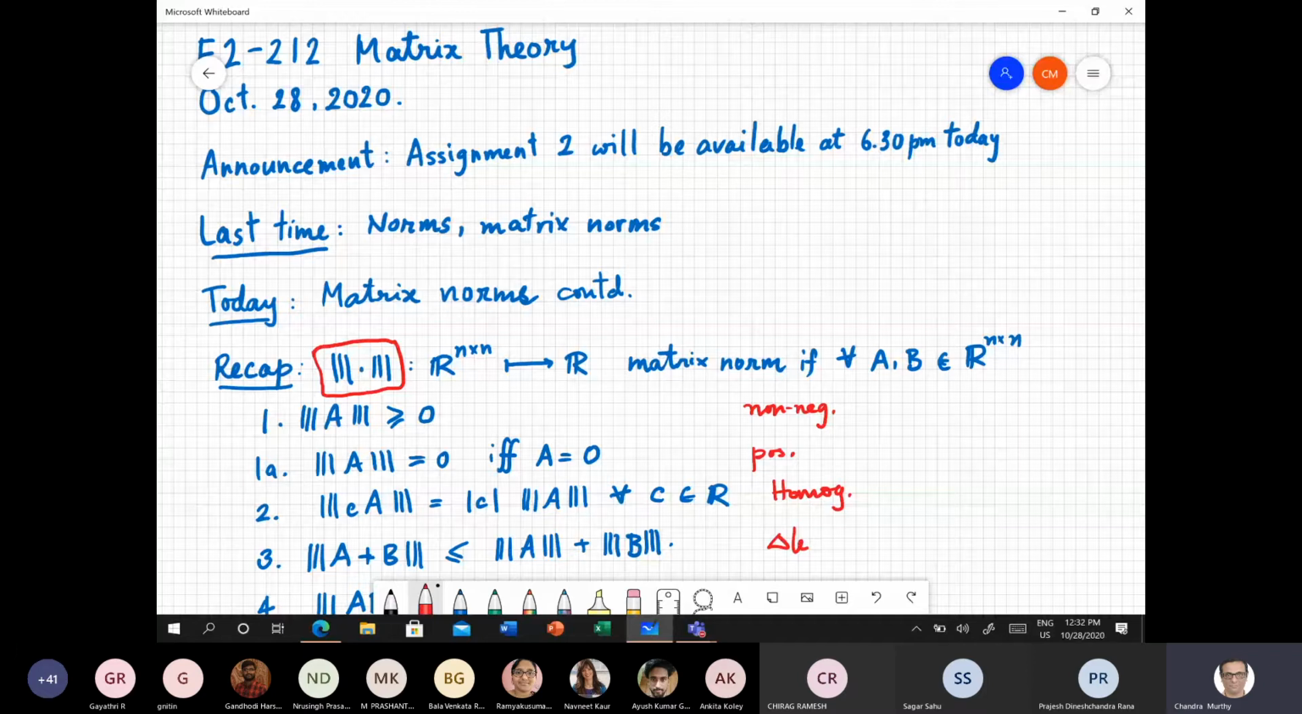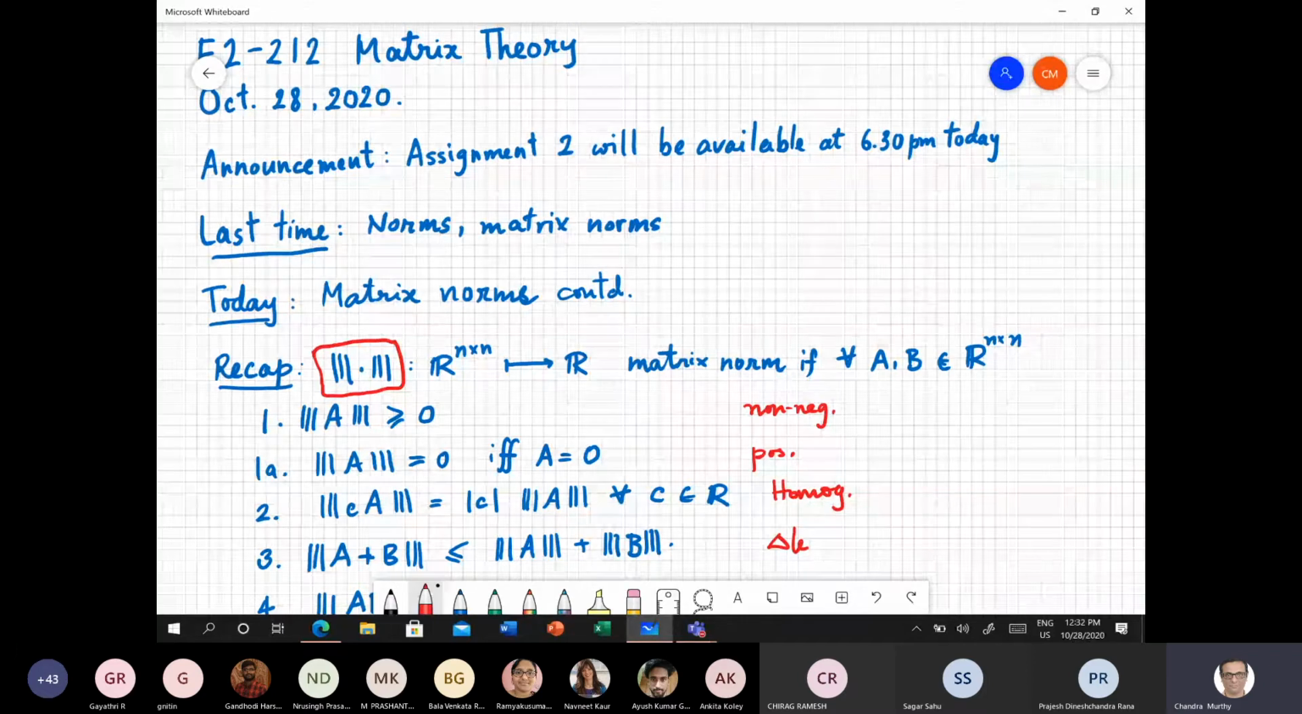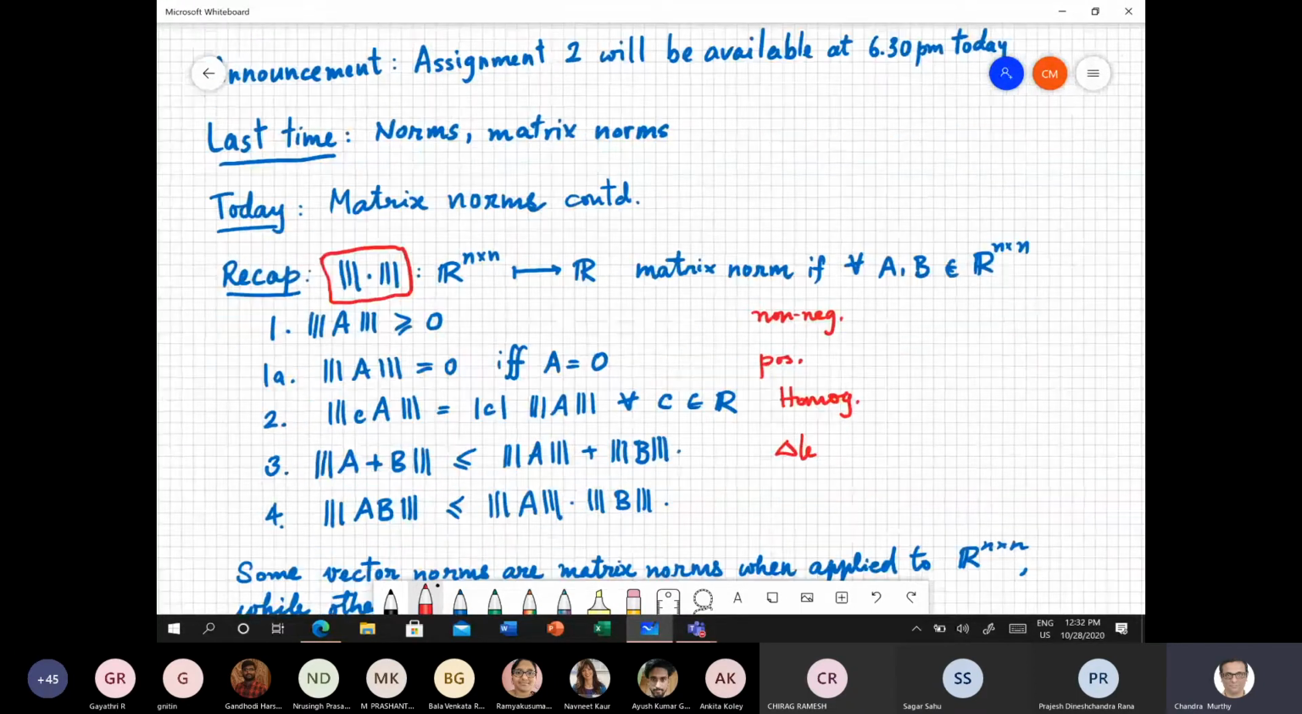So basically, any vector norm I start with will satisfy all four of these properties. So if I think of an n cross n matrix as a big vector containing n squared entries in it, and I define a vector norm on that, that will certainly satisfy these four properties. The only question mark is whether it satisfies this last property, which is called the submultiplicativity property, or not. So this is what we will examine today.